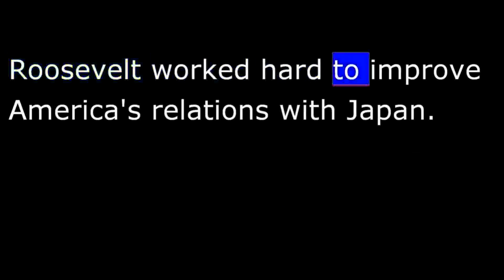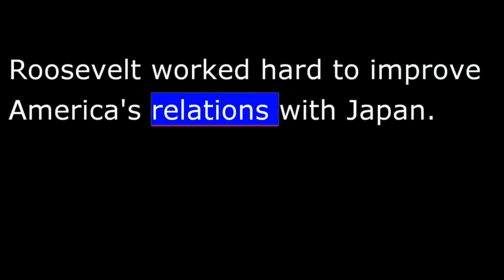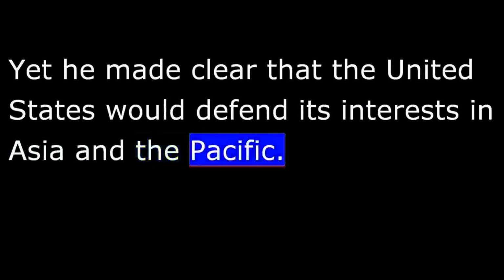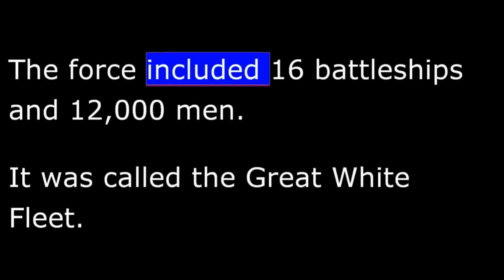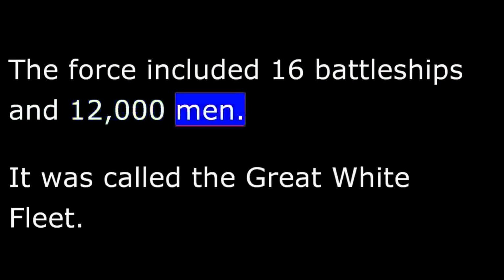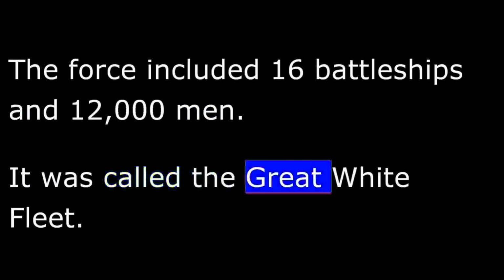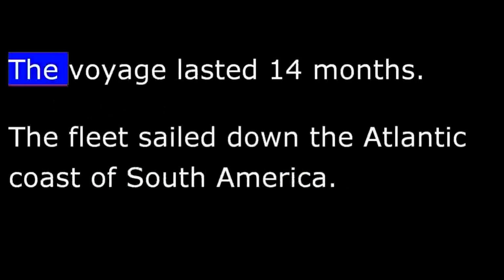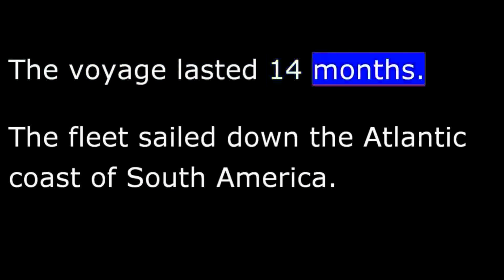Roosevelt worked hard to improve America's relations with Japan, yet he made clear that the United States would defend its interests in Asia and the Pacific. As a warning, he sent a naval force on a voyage around the world. The force included 16 battleships and 12,000 men. It was called the Great White Fleet. The voyage lasted 14 months.